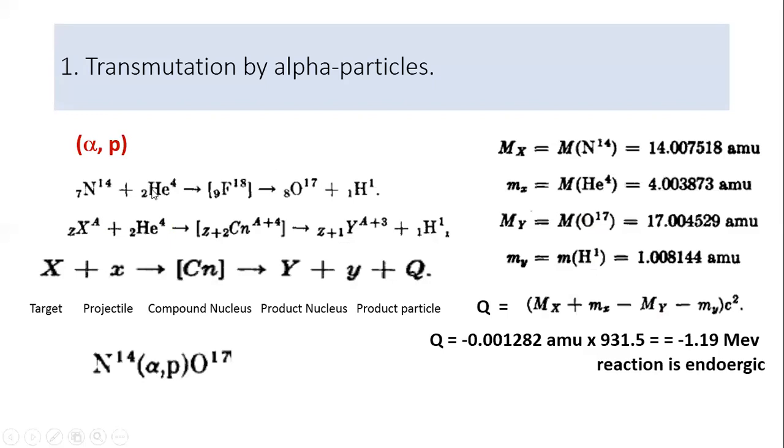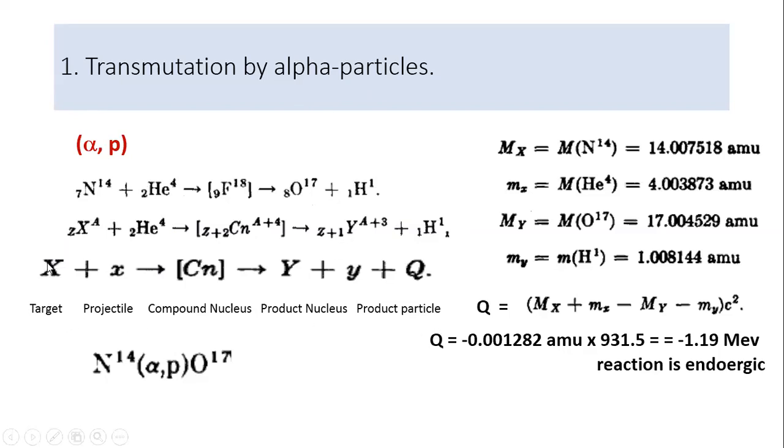Transmutation means the change of one nuclide to another nuclide with the decay process, and here we are discussing the alpha particles. So just have a first look. We will describe in depth in this slide, and then we will move to the other slide by using this knowledge. So here is the general representation of the nuclear reaction.